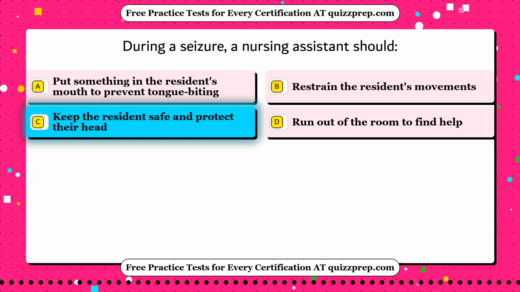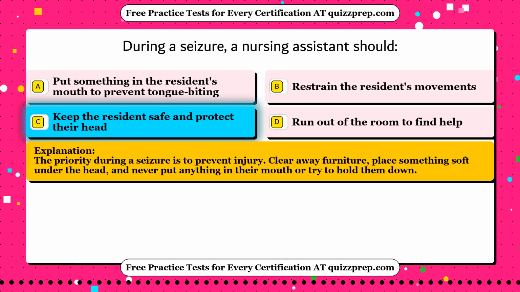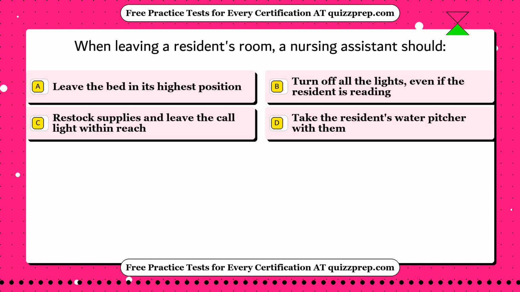The correct answer is option C. Keep the resident safe and protect their head. The priority during a seizure is to prevent injury. Clear away furniture, place something soft under the head, and never put anything in their mouth or try to hold them down. Question 35. When leaving a resident's room, a nursing assistant should: Option A.